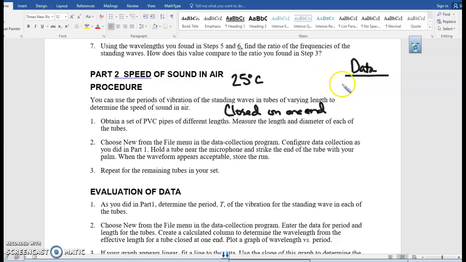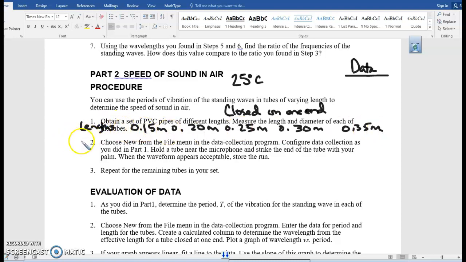The first column, what you're going to want to do for the first column is put in the lengths of the PVC pipes. And so the lengths of the PVC piping that we're going to do are 0.15 meters, 0.20 meters, 0.25 meters, 0.30 meters, and 0.35 meters. Okay? So let's put zeros in front of all of these. All right, so those are going to be our first column, okay? And we'll have the lengths of those. So label your column lengths. If you say lengths in meters, then you just have to put those numbers.